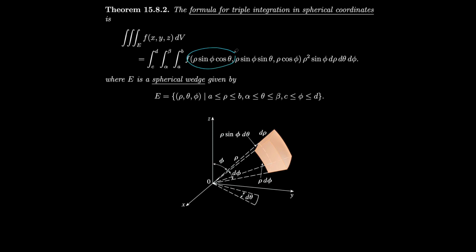Notice this is just the x coordinate. We already said x is r cos θ, so that's ρ sin φ cos θ. We said y was r sin θ, so that's ρ sin φ sin θ. And then we said z was ρ cos φ, so that's just the z.